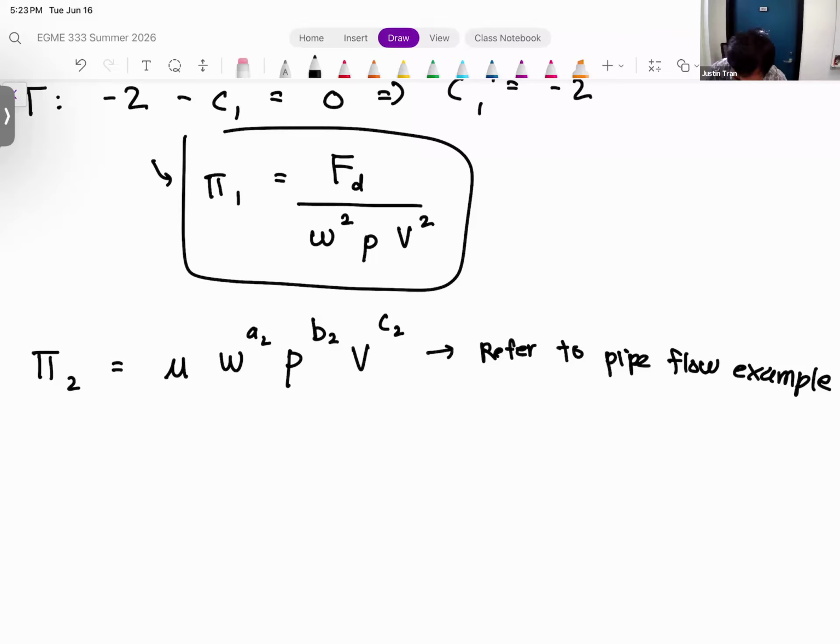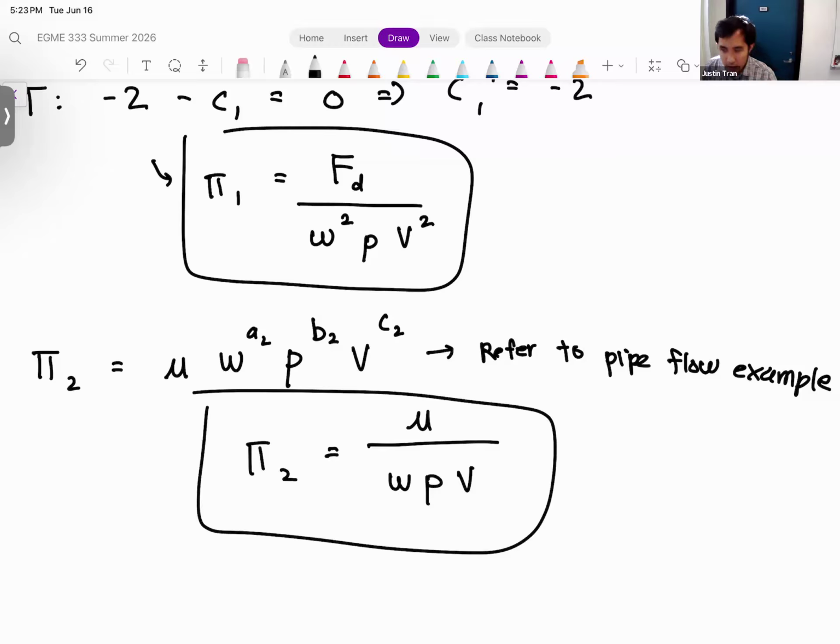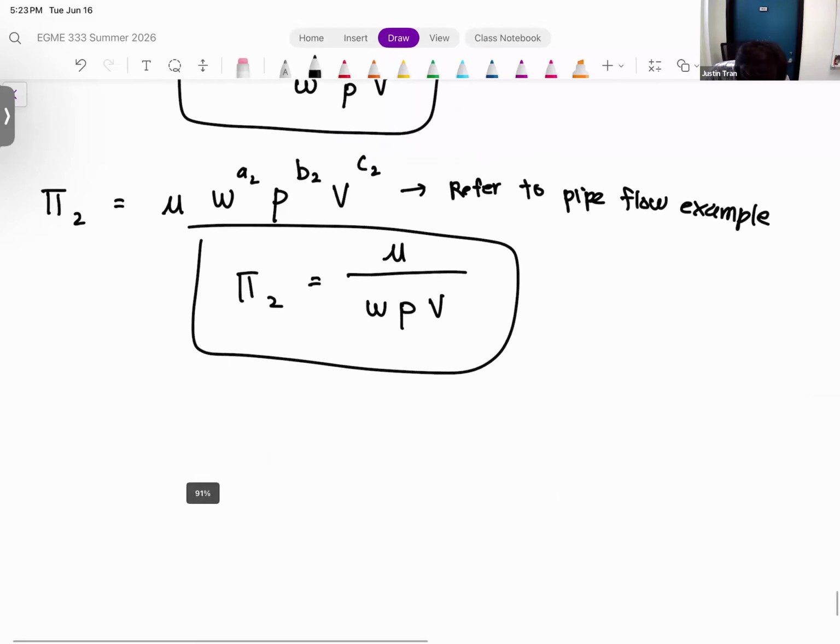Right, and so pi 2 in this case, just like before, all of our exponents here are going to be -1. Right, so we have a mu divided by the width times the density times the velocity. In fact, this combination of terms here is a very common non-dimensional number that we'll talk about just right after this as well. So it's not surprising that this makes an appearance. In fact, this non-dimensional number should make an appearance in almost any fluid mechanics phenomenon as well. Okay, good.